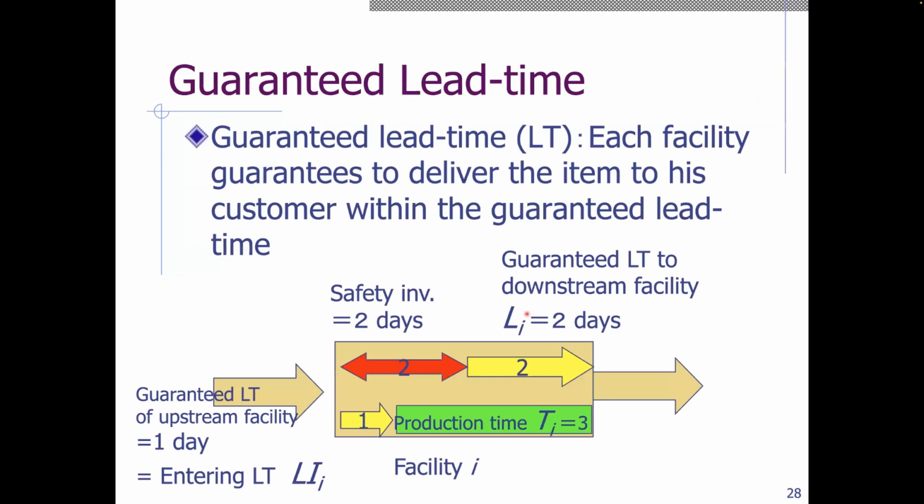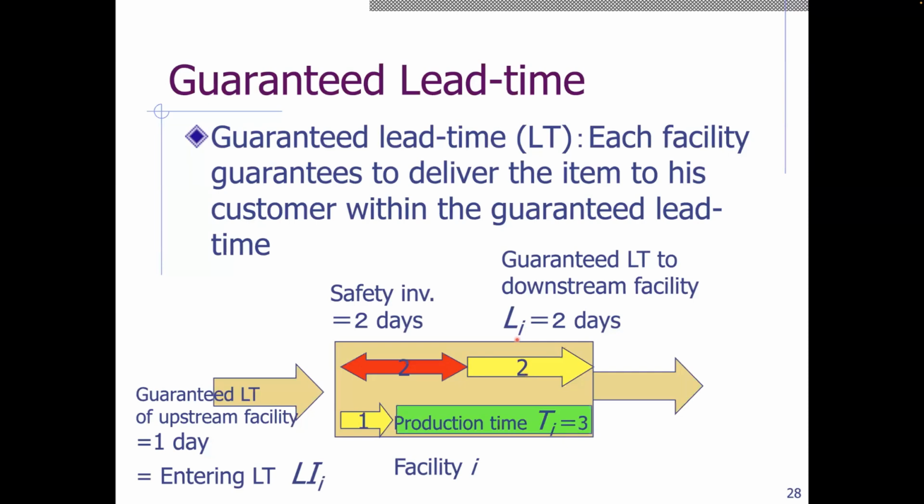One characteristic of the safety stock allocation model is to treat lead time as a variable instead of a given constant. First, we introduce the guaranteed lead time, that is a committed time that the facility guarantees to deliver to its customers. In this example, this facility i guarantees to deliver to its customers within 2 days, represented by a yellow arrow in the upper right corner. So the guaranteed lead time denoted by L_i is 2.